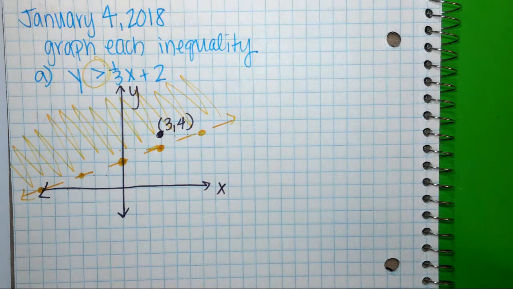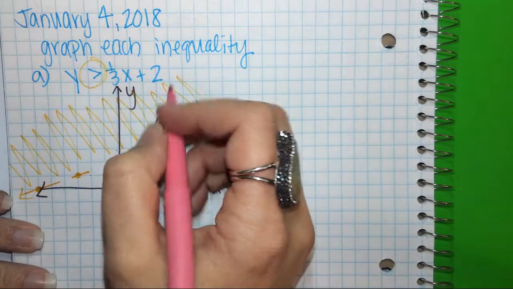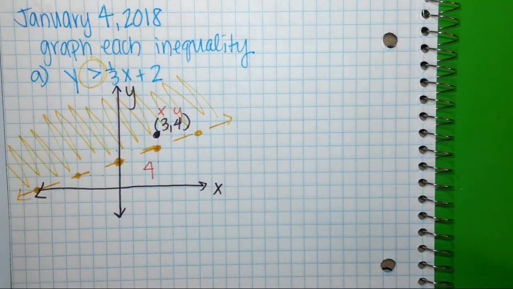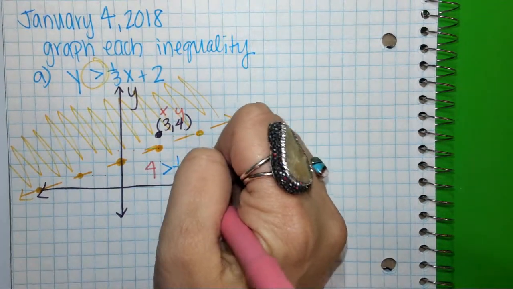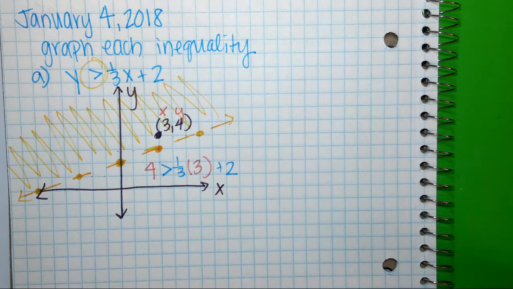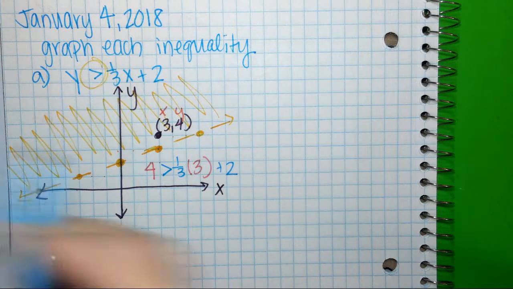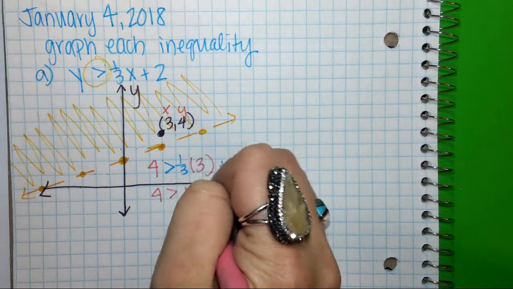So what's our x value? 3. What's our y value? 4. Okay. So we're going to plug that in. And we're going to say 4 is greater than 1/3 times, and what's our x? 3. Okay. Plus 2. Alright, what's 1/3 times 3? 1. It's 1.